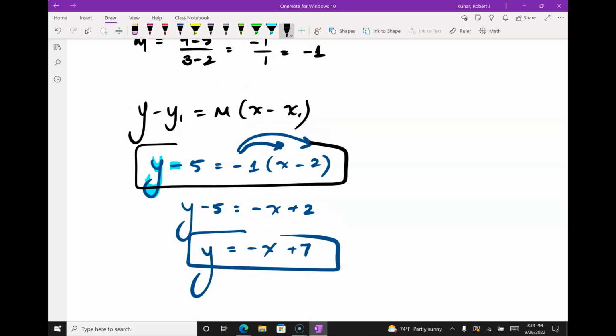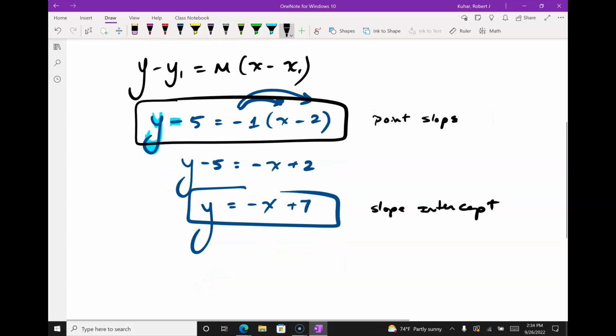So this one is my point slope. This is my slope intercept. And if I just move the x over to the left, I've got my standard. Stupid.